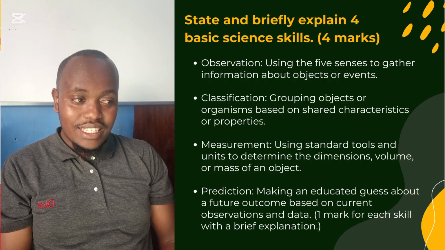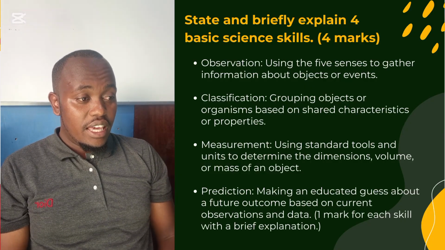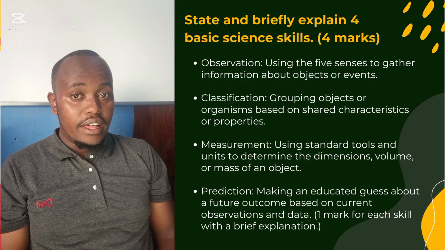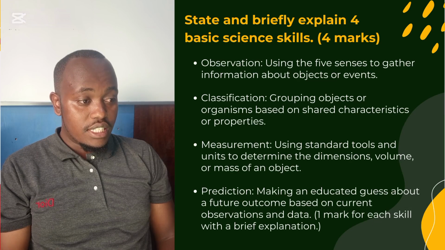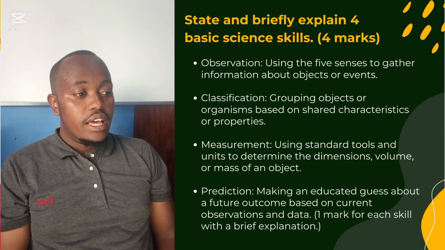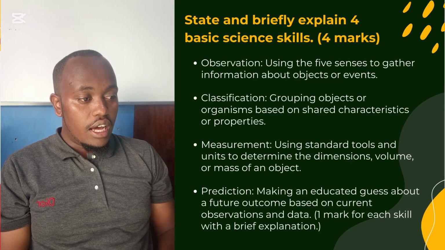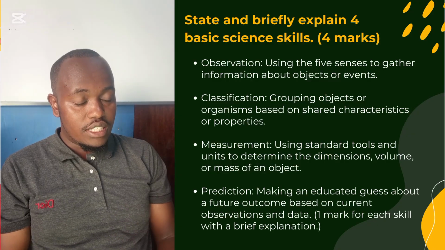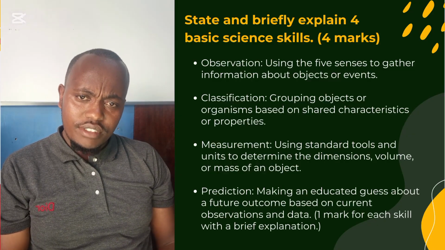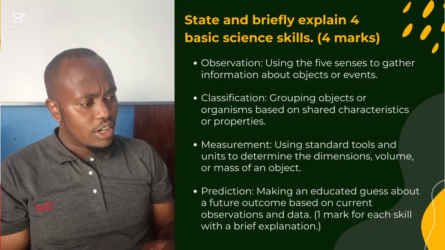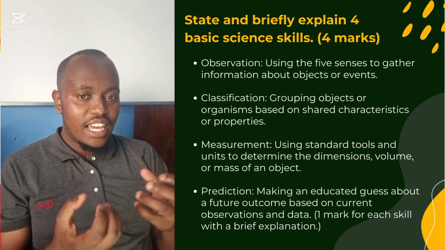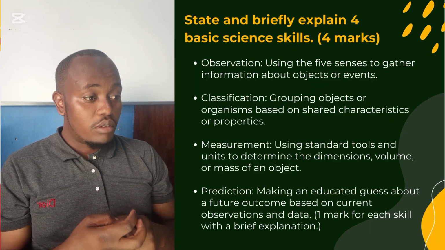The second basic skill is classification. In all the 3 science components, chemistry, biology, and physics, you will need to understand classification, or you need that skill of classifying objects. But what is classification? Classification involves grouping objects or organisms based on shared characteristics or properties.